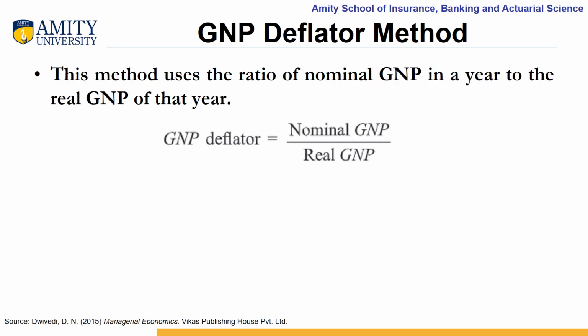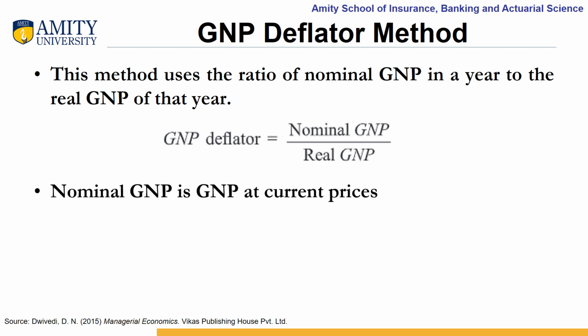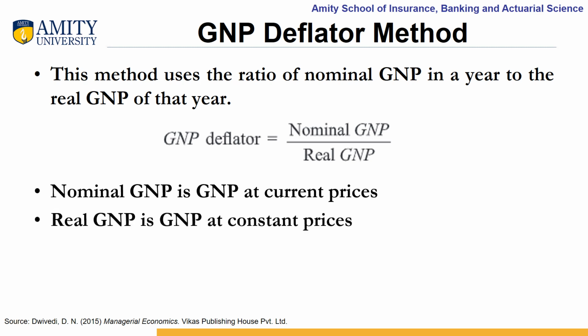Another important method for measuring inflation is the GNP deflator method. In this method, we use the ratio of nominal GNP in a year to the real GNP of that year. The formula is nominal GNP divided by real GNP, where nominal GNP is gross national product at current prices, whereas real GNP is gross national product at constant prices. The major difference between nominal and real GNP is that in nominal GNP, inflation is included, whereas in real GNP, prices of some base year are taken.